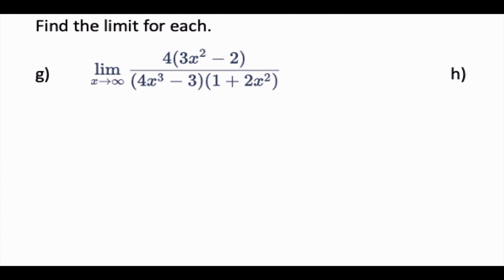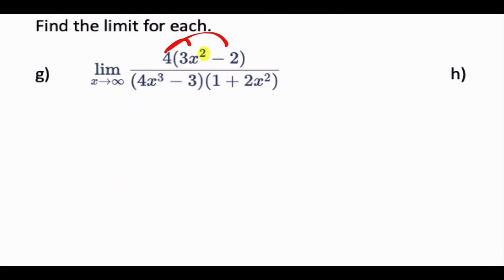What's the degree on top? 2. If I were to distribute, would that change the degree at all? Would it still be 2? Yes. Good. So the degree on top is 2. We're good there. What is the degree on bottom? It's kind of a trick question. So the degree on bottom is not yet defined.